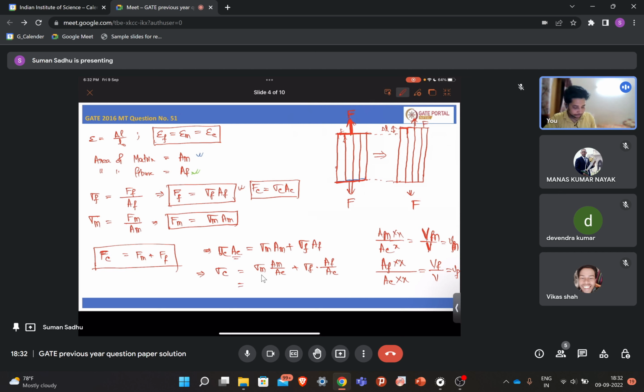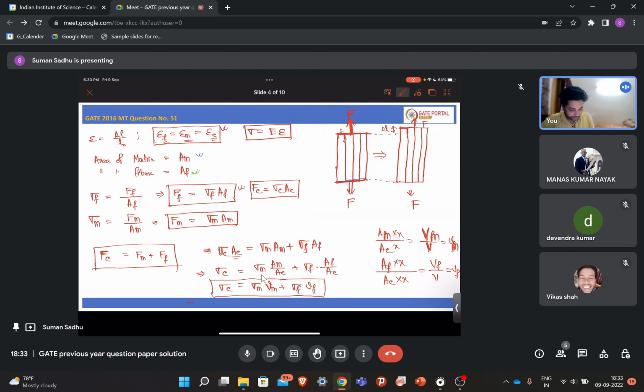So it will be sigma m into Vm plus sigma f Vf. Sigma c is this one, right? So now this is stress. This is not elastic modulus. So now what is the relationship between stress and elastic modulus? Sigma is E into epsilon, right? So here epsilon is same for the fiber, for the matrix and for the composite.